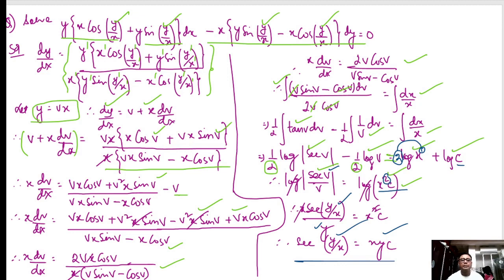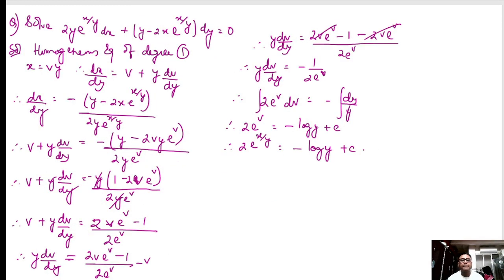Next, let's see another sum, friends. Solve this equation. So separate the dy by dx. First of all, separating dy by dx, we will see that it's a homogeneous equation, and the degree of homogeneous is 1.